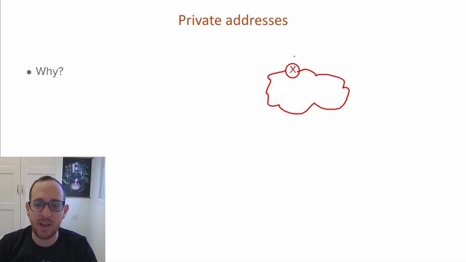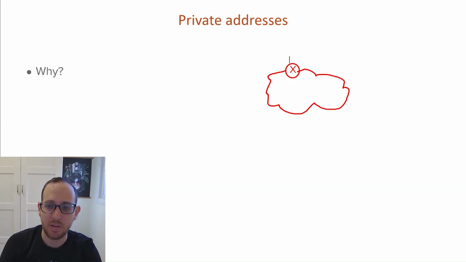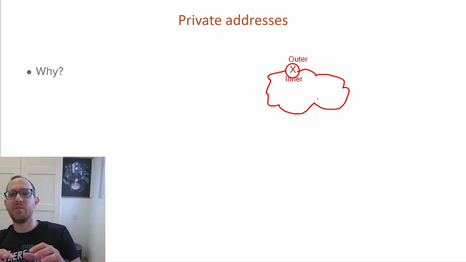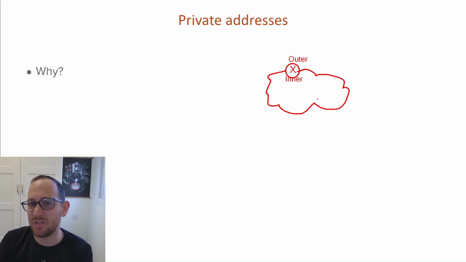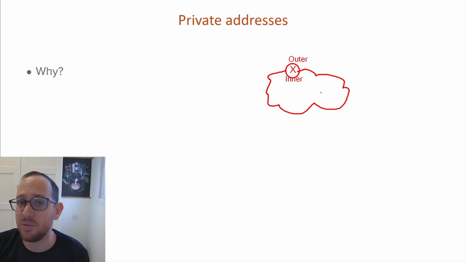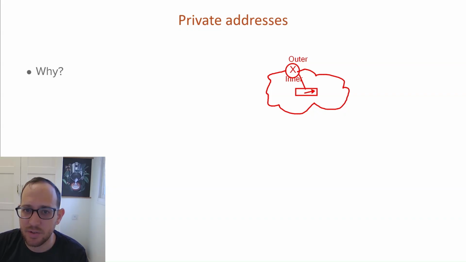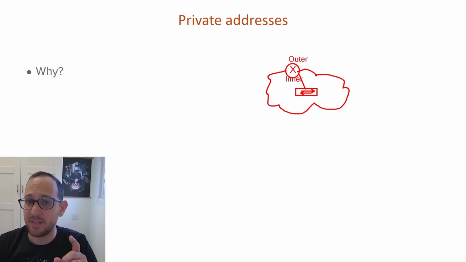And my router has two different ports. One for the outer world, let's call it outer, and the other for the inner world, for the inner network. These are two separate network interfaces, two separate Ethernet addresses, hence two separate IP addresses. And here we also have a switch, the second layer device. The switch doesn't have an IP address, it's a second layer device. It doesn't need IP addresses.